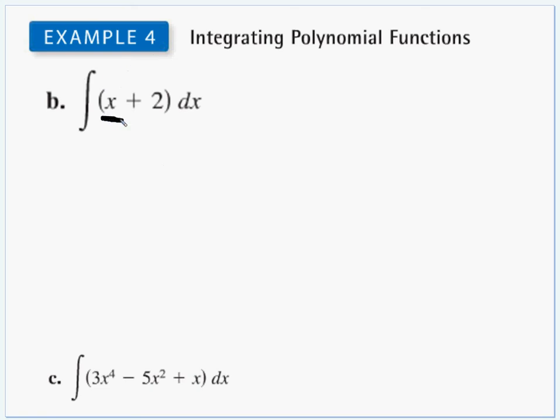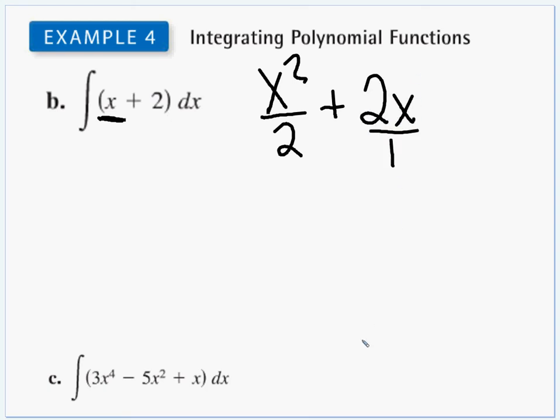What is the antiderivative of x to the first? That's going to be x squared over 2 plus. What's the antiderivative of 2x to the 0? That's going to be 2x to the first divided by 1. Don't forget your constant of integration. And I personally would write this as 1/2 x squared plus 2x plus c.